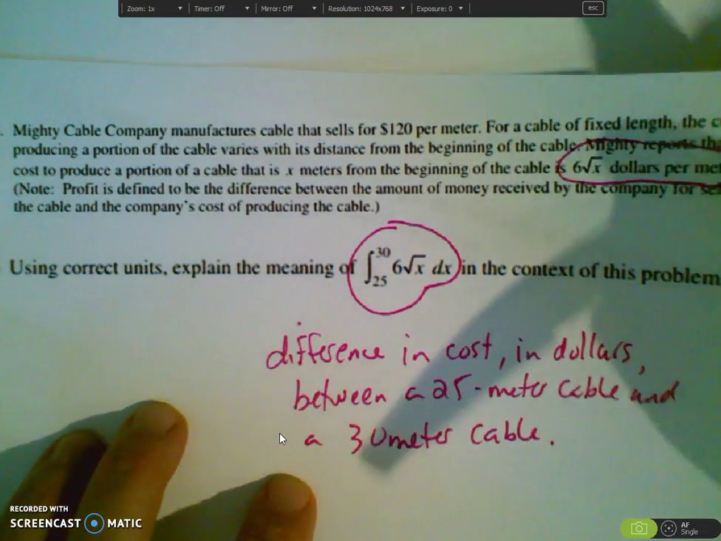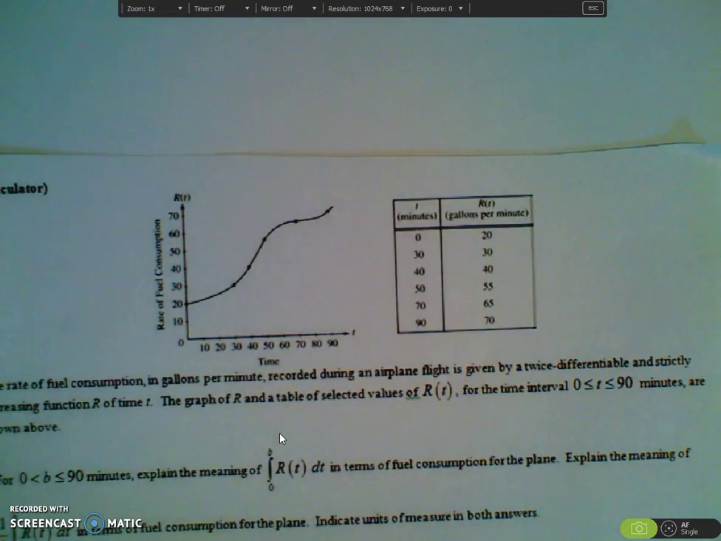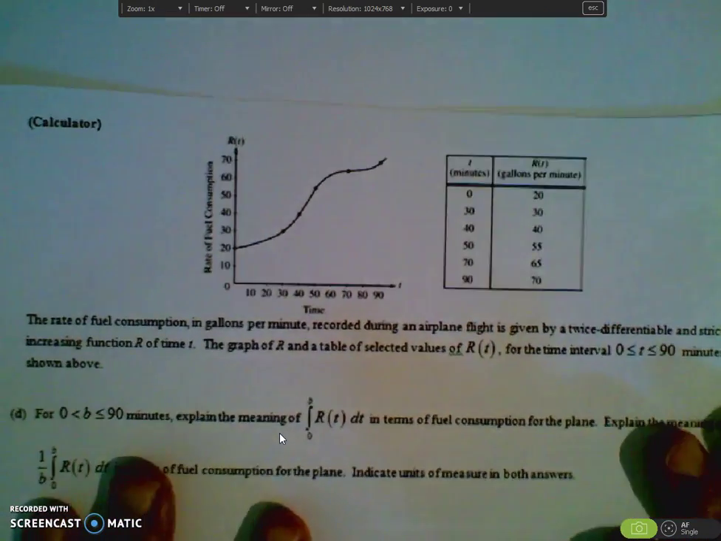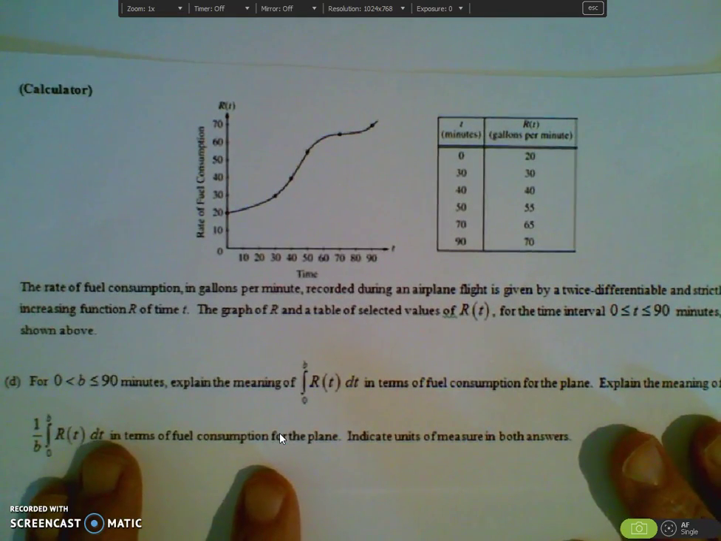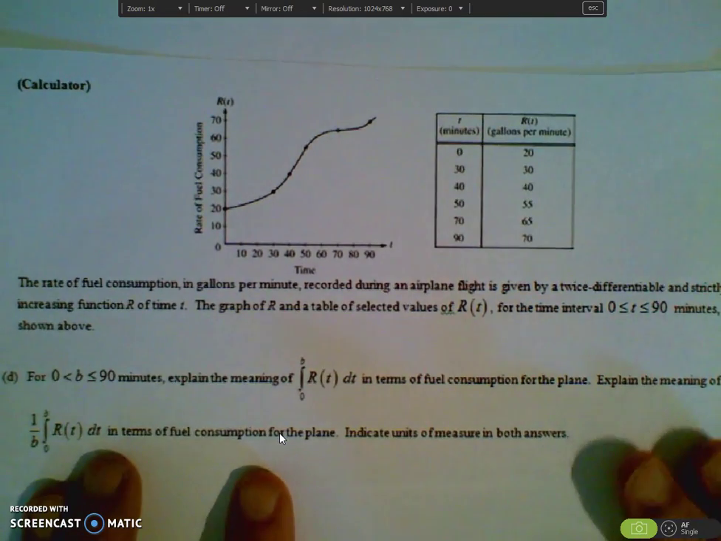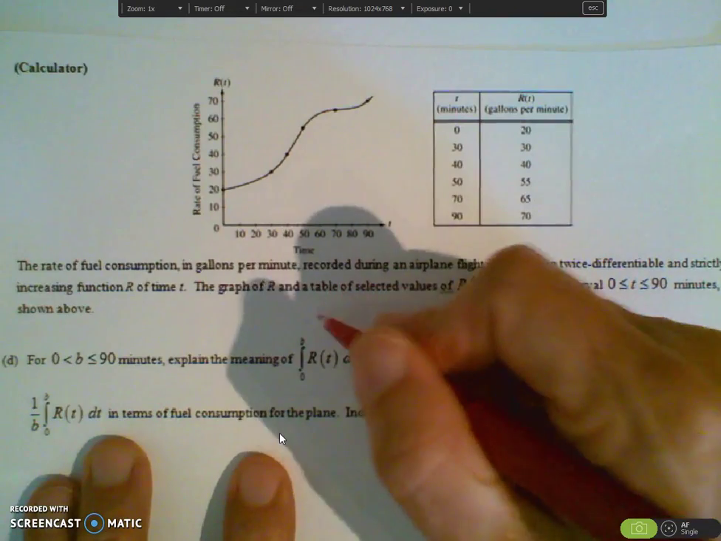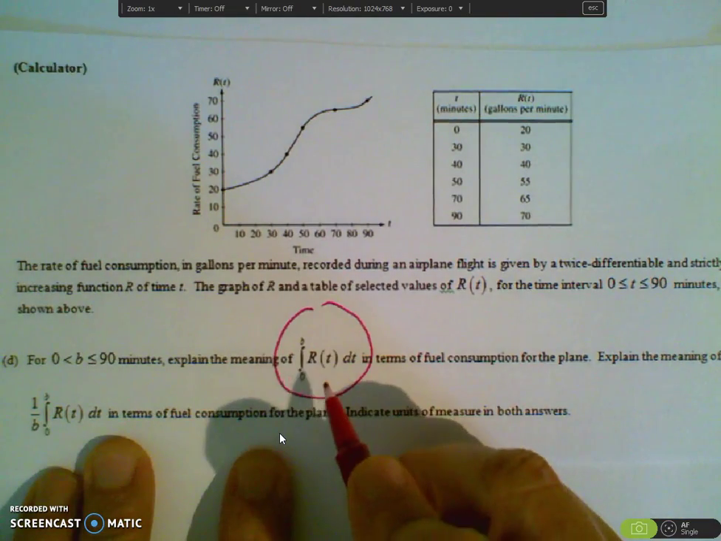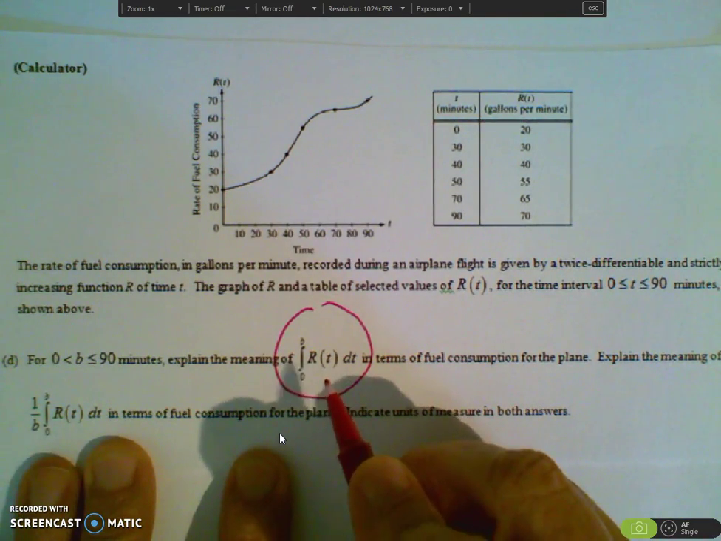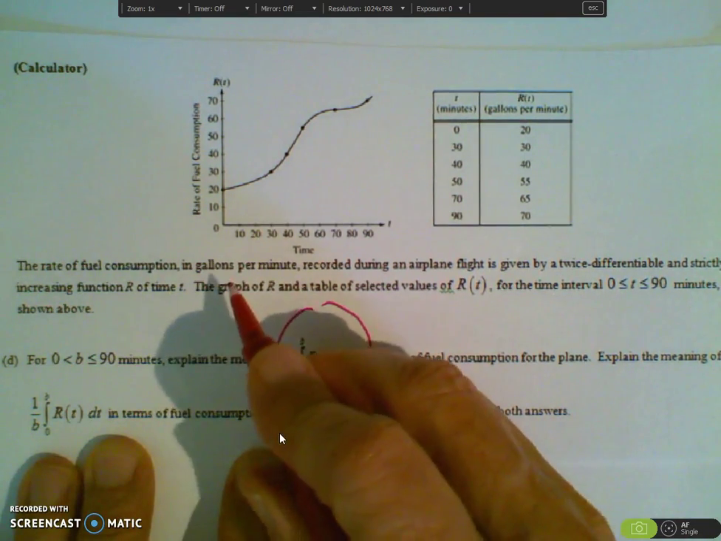Okay, I've got one more example that I would like to share with you. In this case, we have a rate of fuel consumption in gallons per minute recorded during an airplane flight. And we have two different definite integrals that we'll need to interpret. Here's our first one. In this first one, we're integrating the rate of fuel consumption. And so what we're going to be getting is the amount of fuel consumed in gallons.